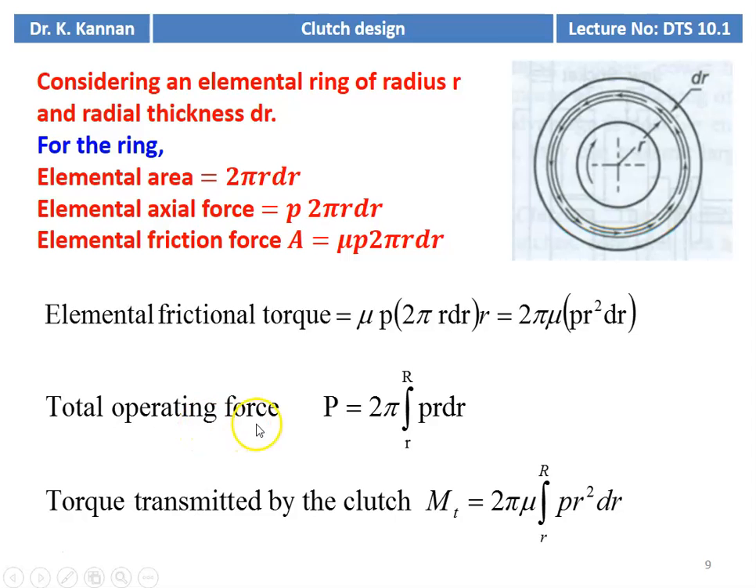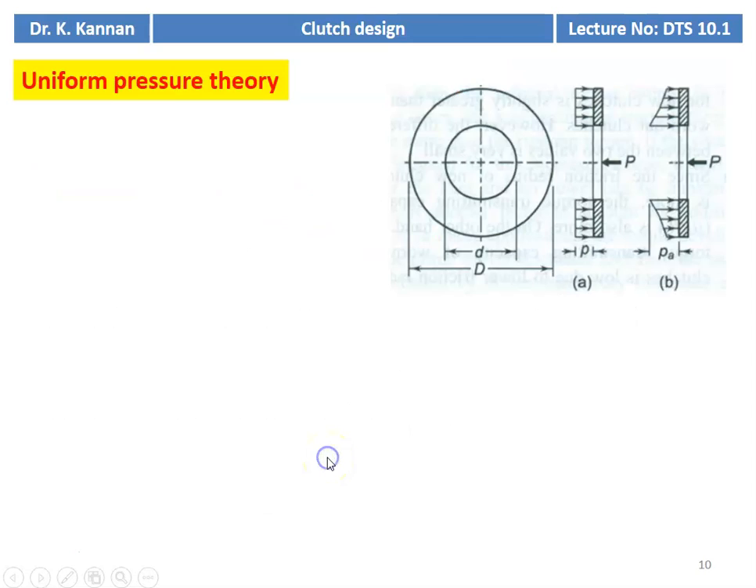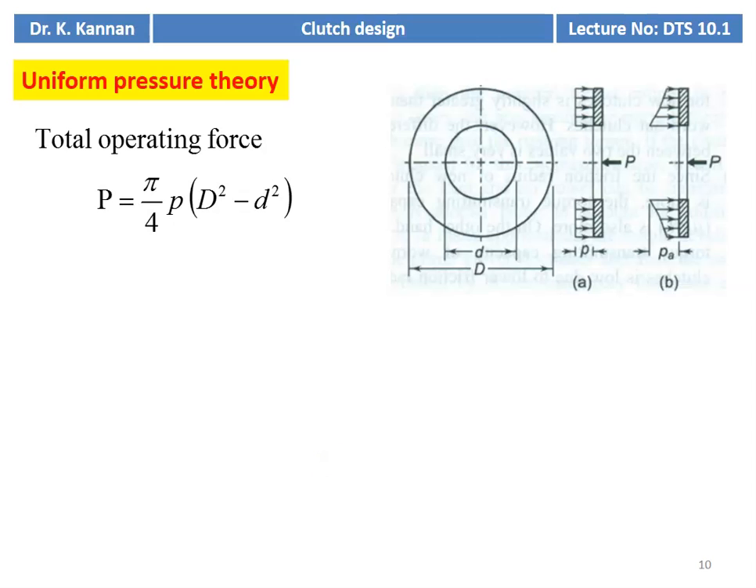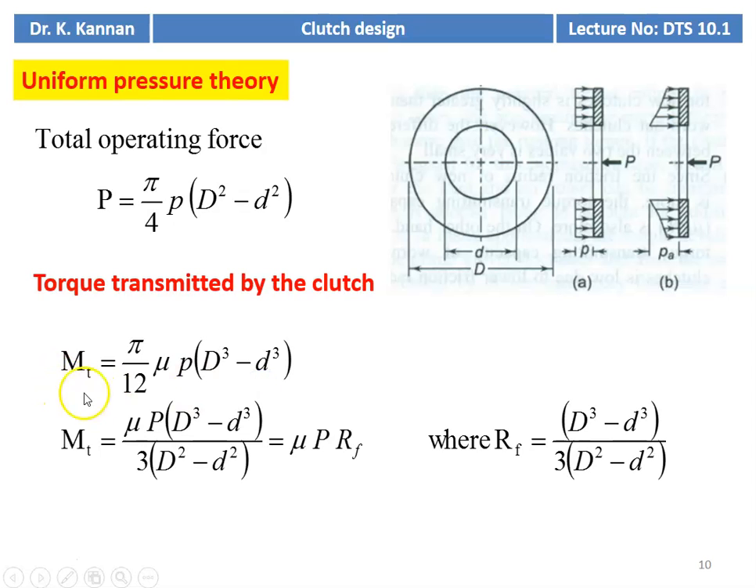Then the total operating force P, we have to integrate the equation 2 pi p r dr. The total torque transmitted MT will be obtained by integrating, substituting the terms: 2 pi mu times the integral from d by 2 to D by 2 of p r square dr. That is the total torque transmitted by the clutch. Now we calculate the parameters. There are two theories. One is the uniform pressure theory. According to the uniform pressure theory, total operating force P equals pi by 4 p into capital D square minus small d square, where p is the intensity of pressure. And the torque transmitted by the clutch, MT equals pi by 12 mu p into D cube minus d cube.